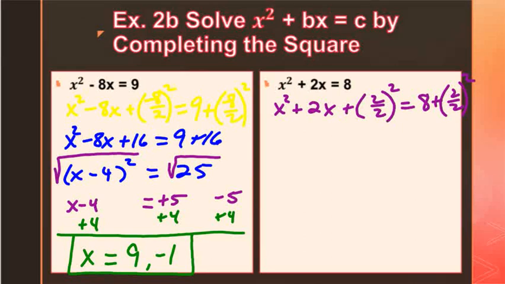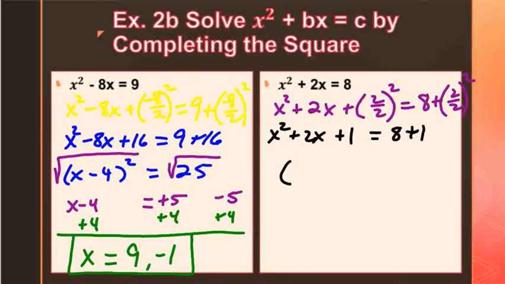Now let's simplify this side. I end up with x squared plus 2x. 2 divided by 2 is 1. 1 squared is 1. This side, 8 plus 1. So now let's factor this trinomial since I know it's a square.